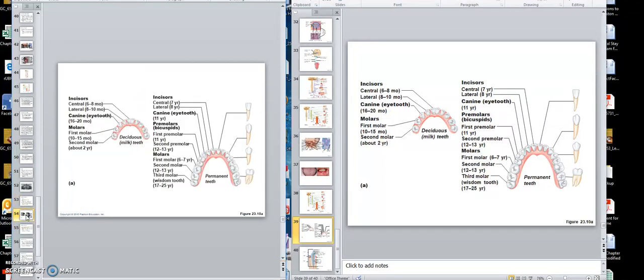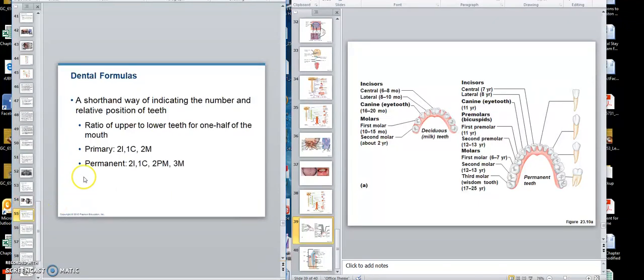There's the teeth again. Here's kind of the dental formula you can look at. On one side of the mouth, primary teeth have 2 incisors, 1 cuspid, 2 molars. Permanent teeth have 2 incisors, 1 cuspid, 2 premolars, 3 molars. That's on that one side, that's 1/2. So then you'd have the other half.